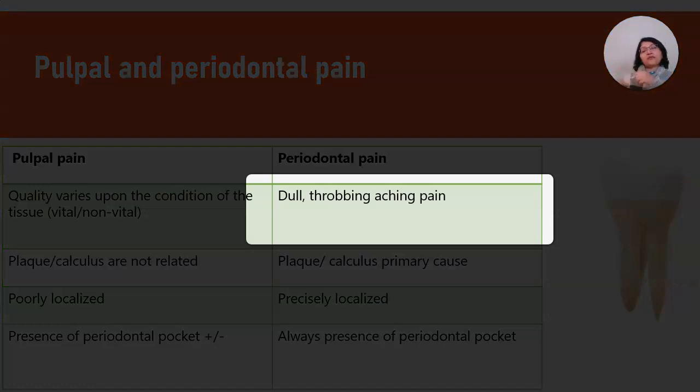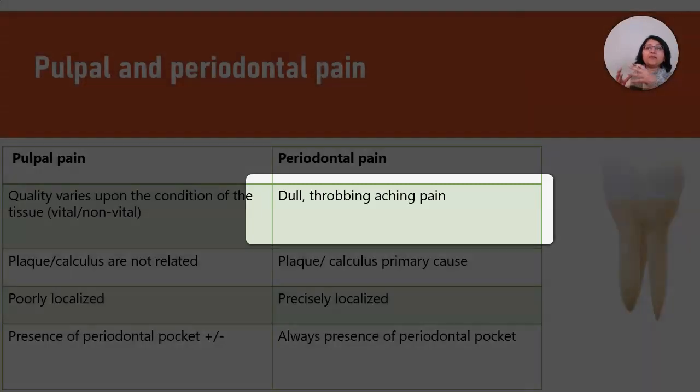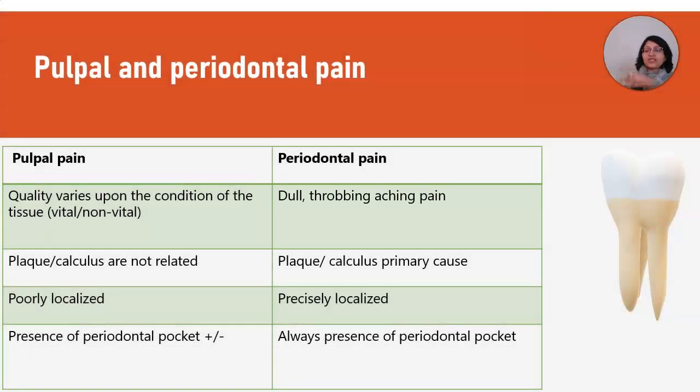It's not always that the patient tells you, "I'm not able to sleep at night," and that it is going to be a pulpal pain. It could be a periodontal pain, a dull, throbbing, aching pain that is persistent throughout the day. Pulpal pain, definitely the quality of the pain varies depending upon the condition of the tooth, like that is mentioned here. It could be based on if the tooth is vital or non-vital. So if the tooth is undergoing necrosis, then we know the pain quality differs a little bit.